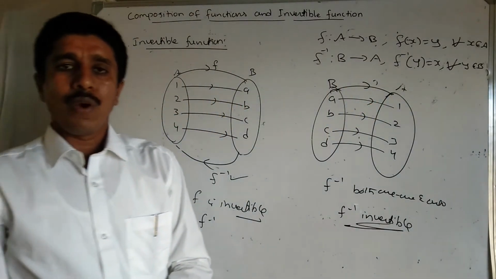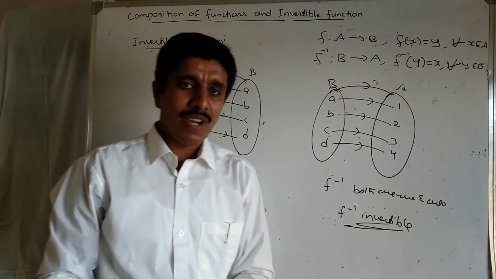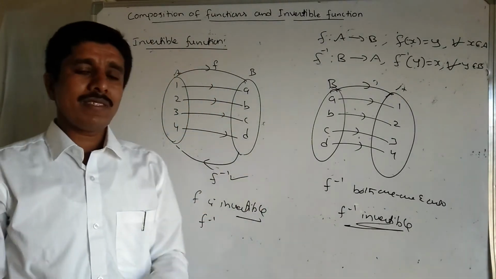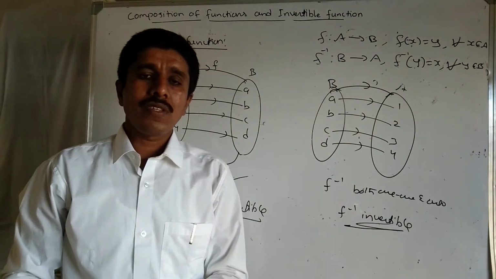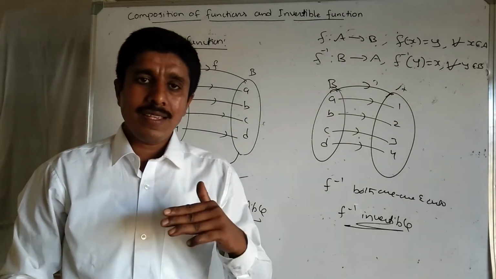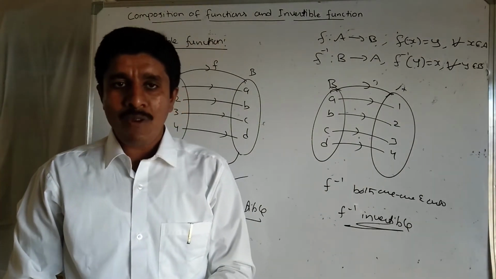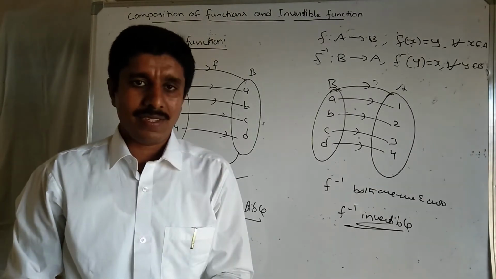Got it? So when does the inverse function f inverse exist? If the function is both one-one and onto, then the function is invertible. A function being invertible means its inverse exists.